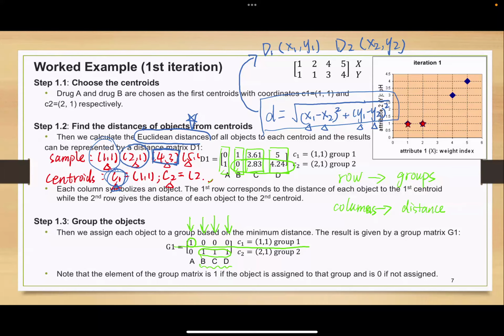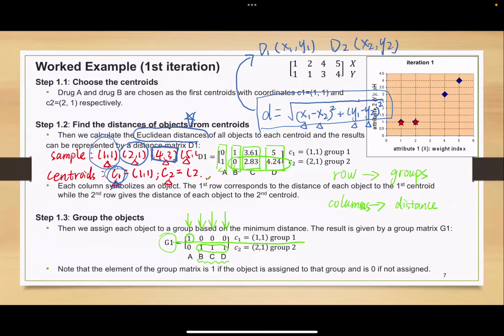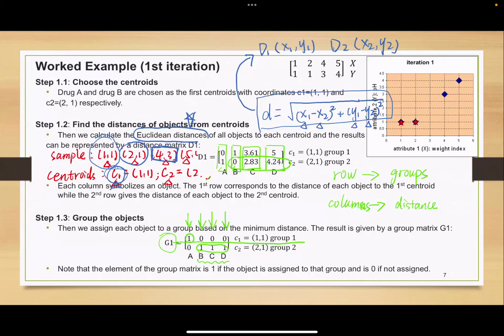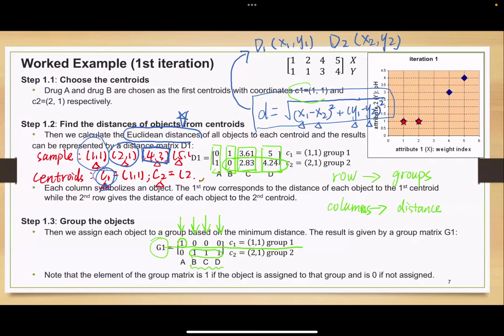Okay. So this is the vector used to represent the group of the objects. So here is the G1 we have, how we define the group. And after we have G1 here, we need to update the position of the centroid. So at the beginning, the centroid is defined by us or randomly, okay? For the questions in the exam, it is defined by us. So it is the initialization of the centroid.